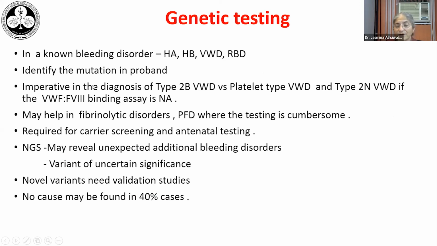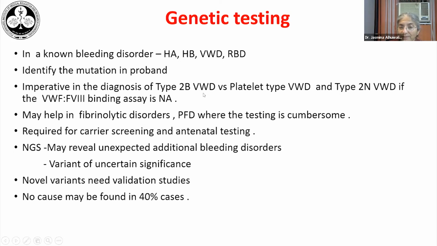Genetic testing is not required in all bleeding disorders, but if you have a known bleeding disorder like hemophilia A, B, von Willebrand disease, or in the rare bleeding disorders, you can characterize the mutation in the proband, and this may give us some idea about the structure function correlation. But in some bleeding disorders, it is imperative to do genetic testing before we release the report.